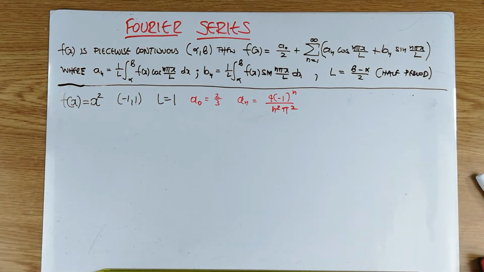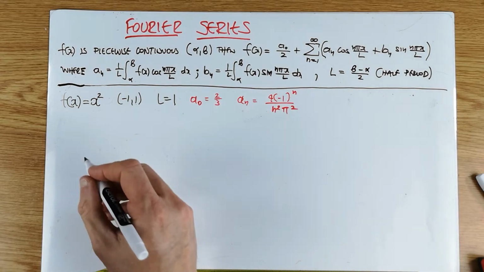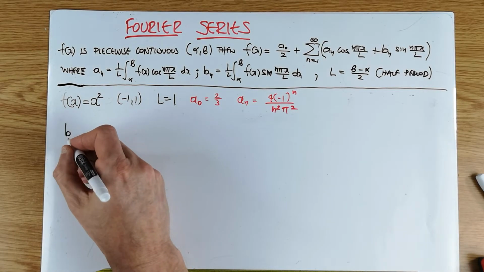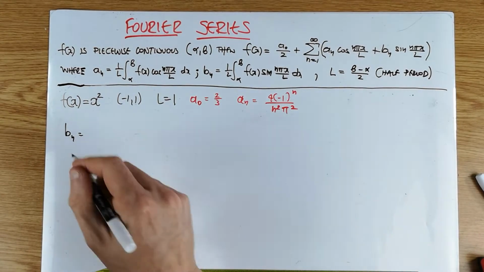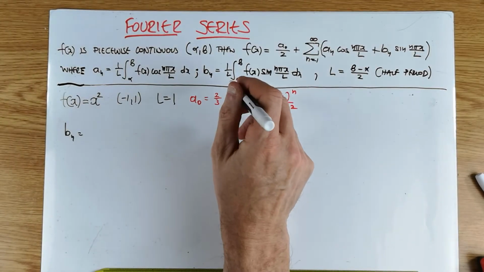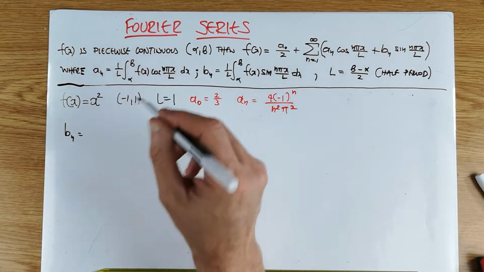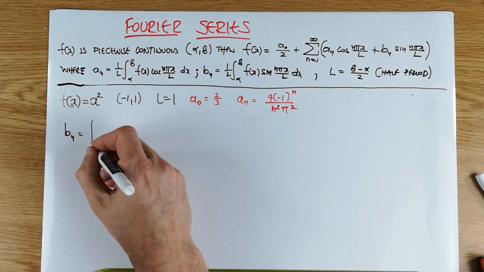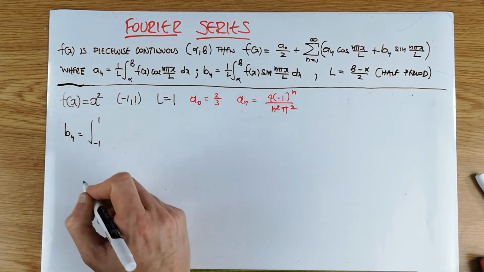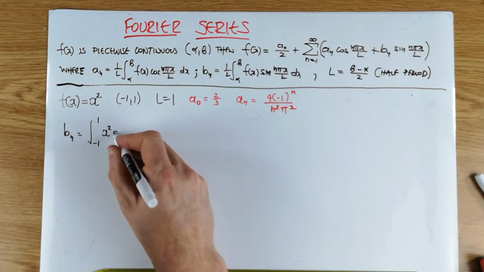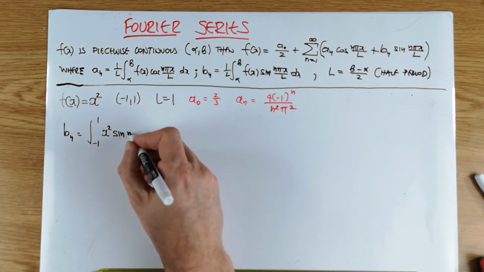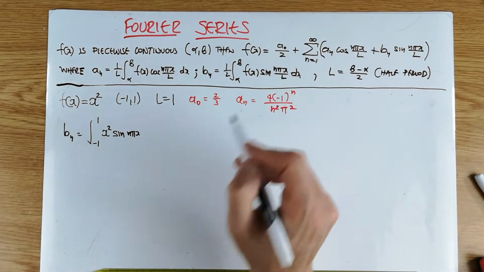And therefore, if you look at what's going to happen here, because x squared is an even function, let's look at the bn's. The bn definition is, of course, here. It's going to be for us now 1 over 1, because L is 1, the integral from minus 1 to 1 of f of x, which is x squared, which is even, times sine of n pi x. L, of course, is 1.